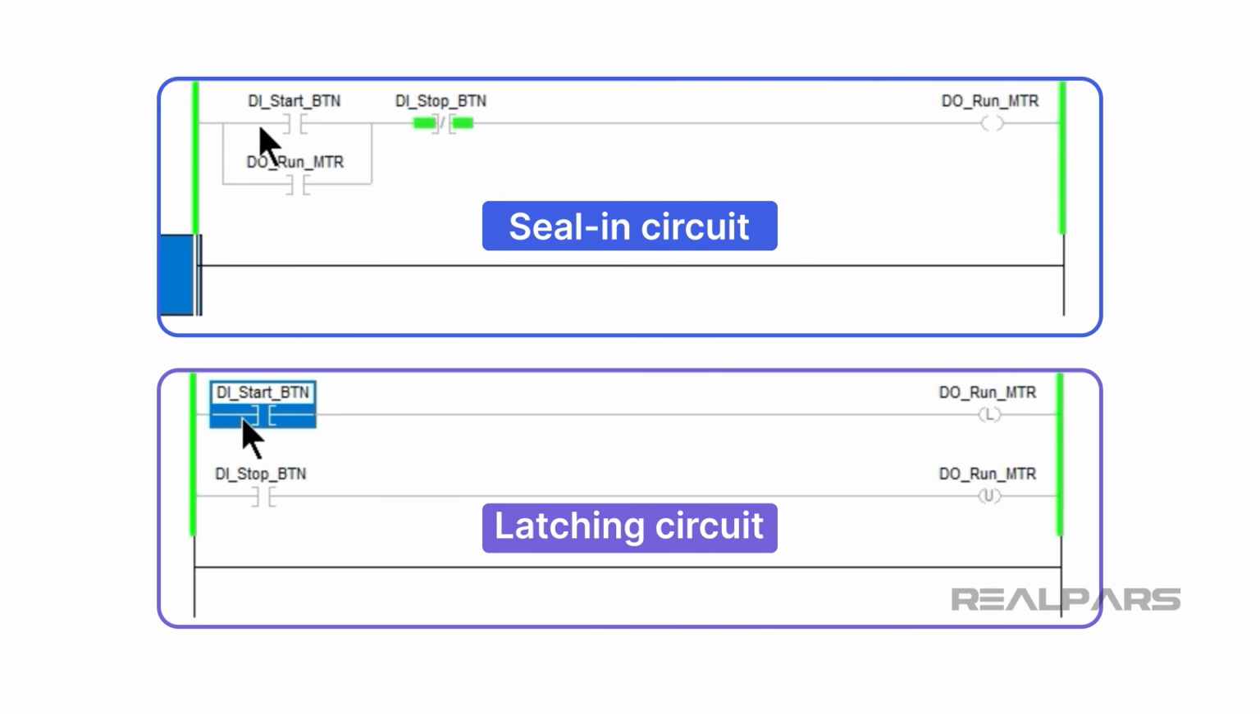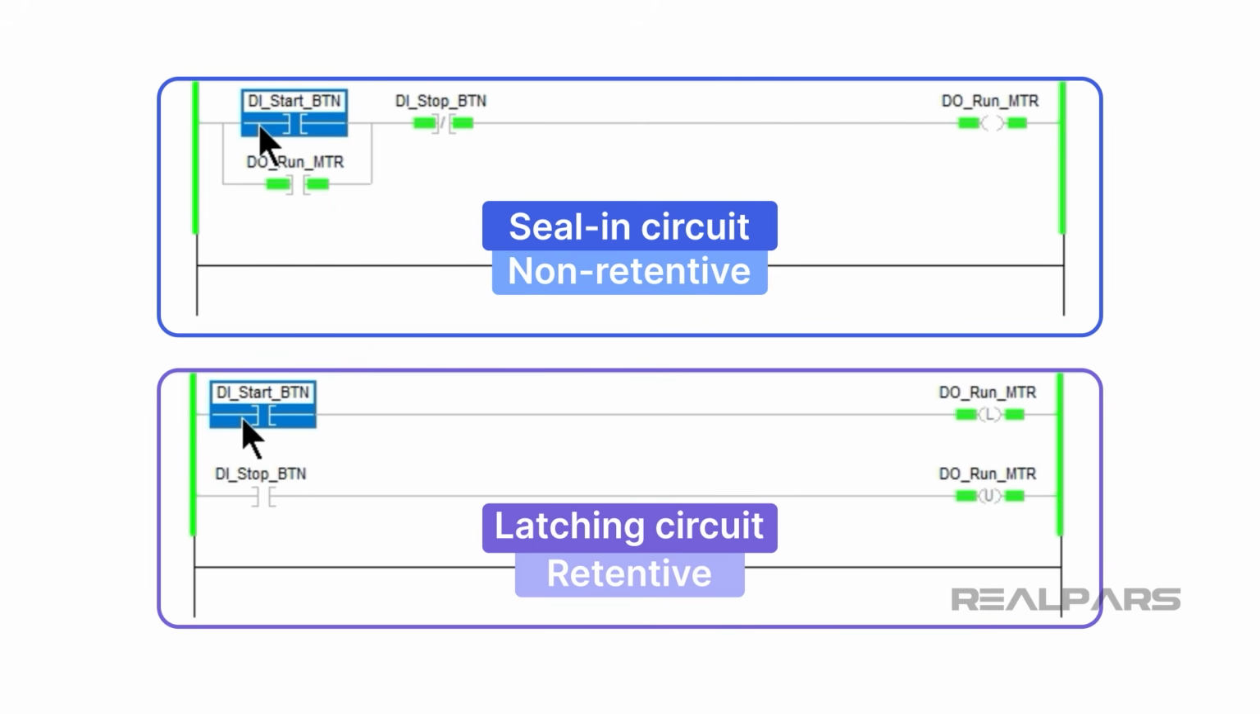In this video, I explained how sealing and latching can be used to maintain an output even when input conditions become false. I also explained the key difference between sealing and latching and where each technique should be used.